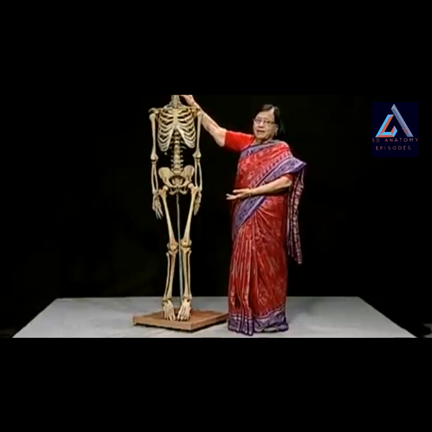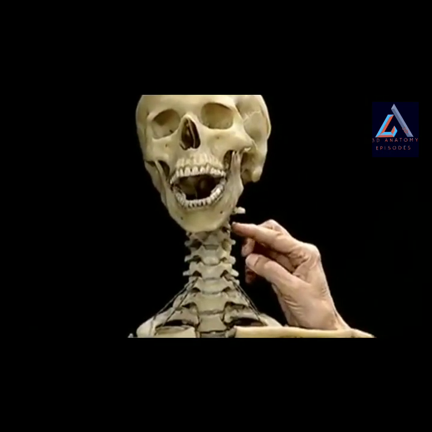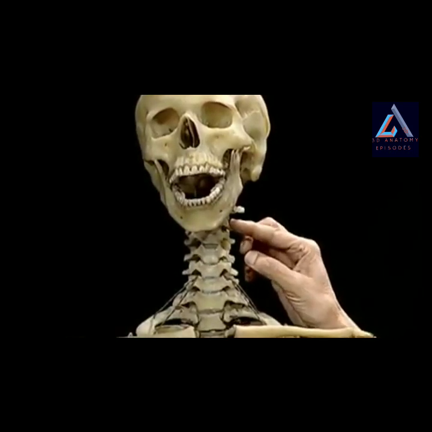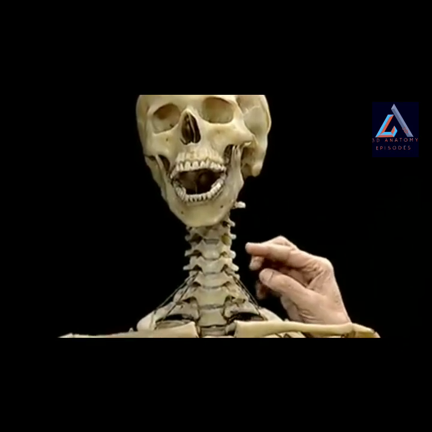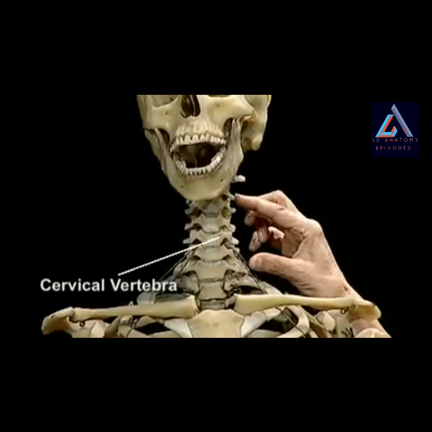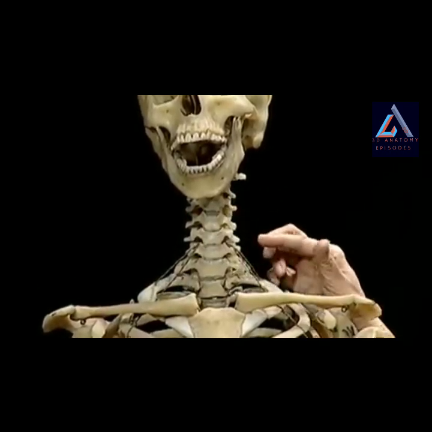First vertebra is atlas, second is axis. They have different names individually and independently. We have 7 cervical vertebra. This is cervical region. Then we have 12 thoracic vertebra.